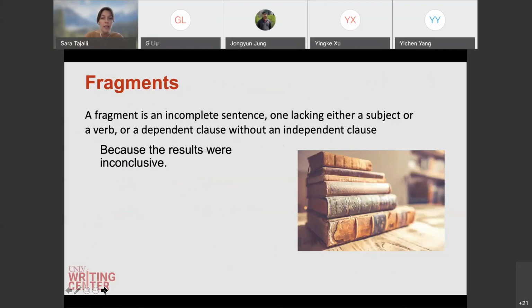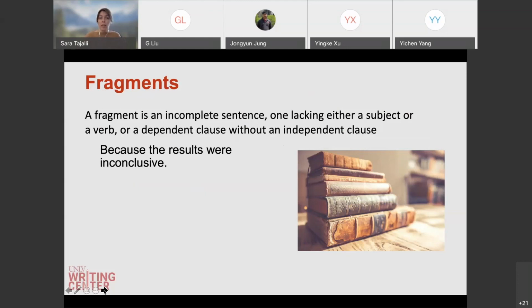Okay, next is a fragment, an incomplete sentence lacking either a subject or a verb, or a dependent clause without an independent clause. So: because the results were inconclusive. Okay, great. And what does that mean? We don't know because it's just a fragment of a sentence.